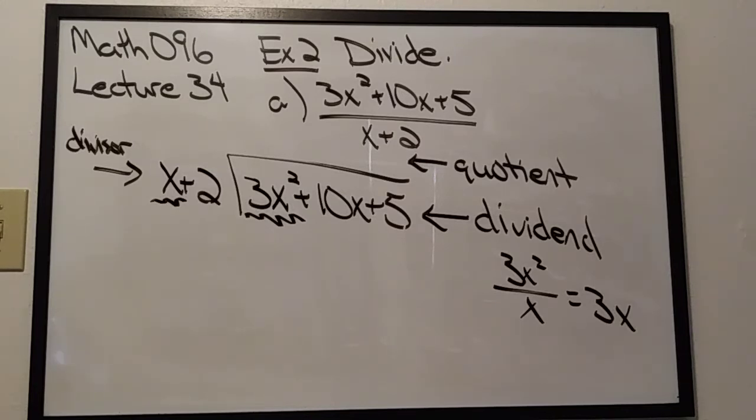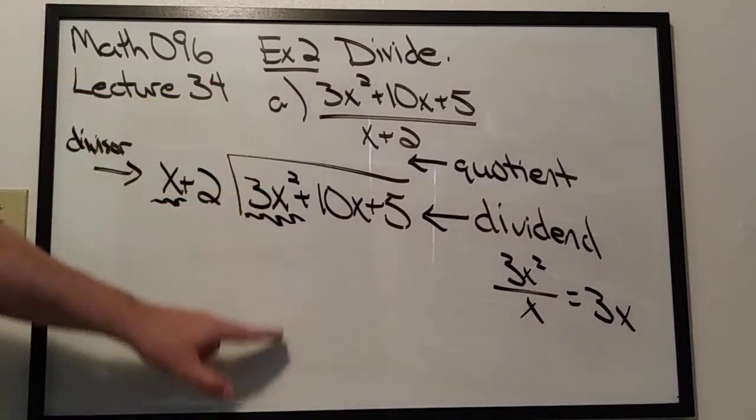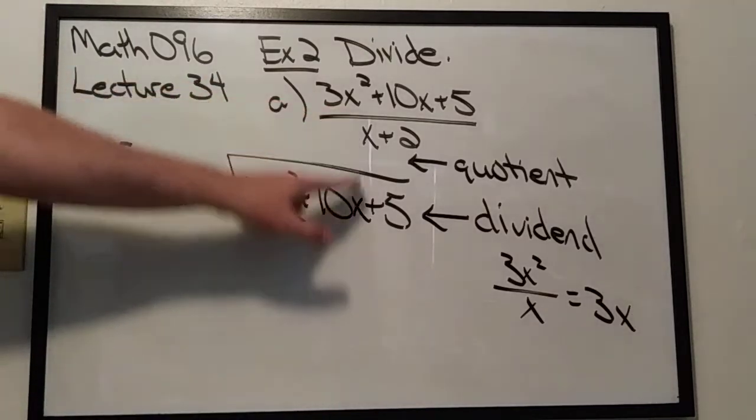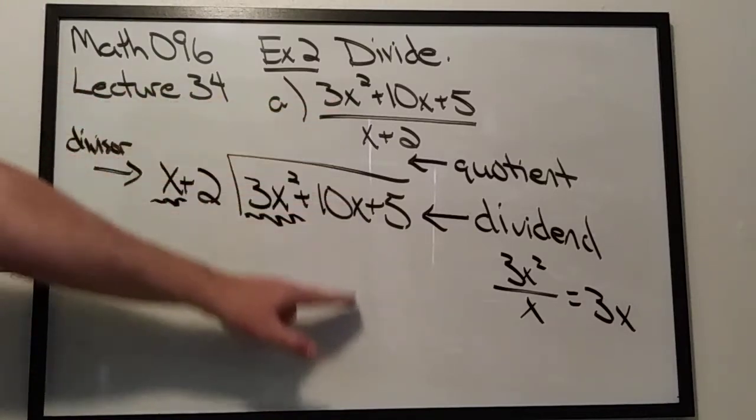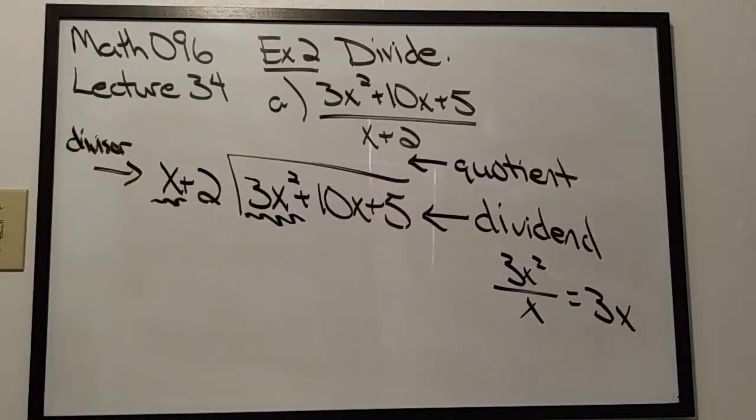3x. So now I need to write down that 3x in the quotient area. However, I don't want to write this 3x just any old way. I want to make sure that when I write down my division, everything is lined up. So I want all of my x squareds to be lined up in this x squared column, all of my x's to be lined up in this x column, and all of my constants to be lined up in this constant column.